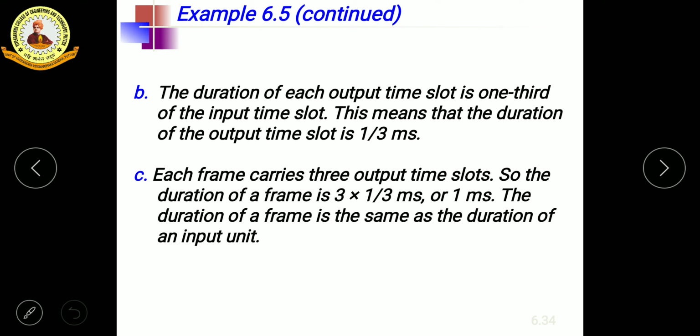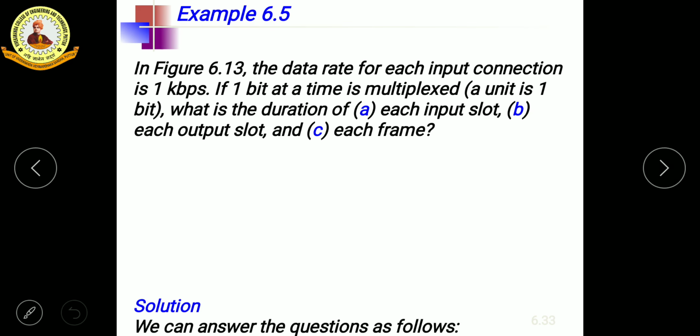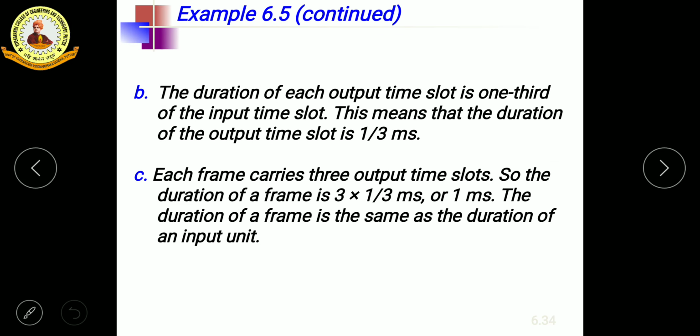Then what is the third question? What is the duration of each frame? Each frame carries 3 output time slots. If there are 3 sources, consider 3 sources here for this example. So the duration of each frame will be 3 into 1 by 3. Similarly for this diagram, what we are finding is this T, capital T. So capital T is 3 into 1 by 3, that is equal to 1 millisecond. So the duration of the frame is the same as the duration of the input unit. So this completes example 6.5.